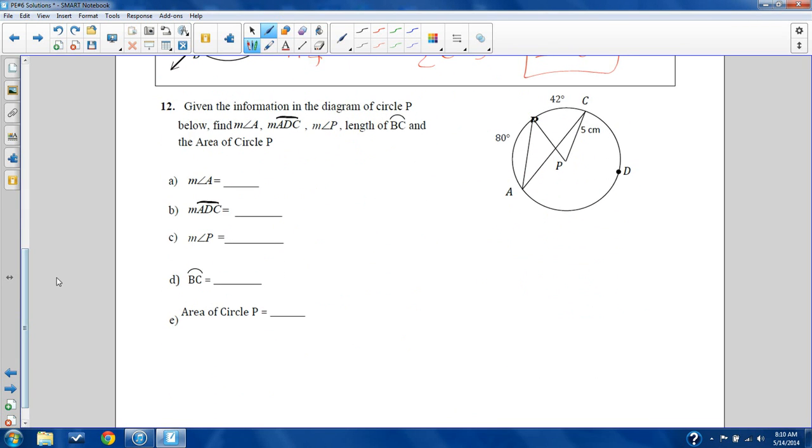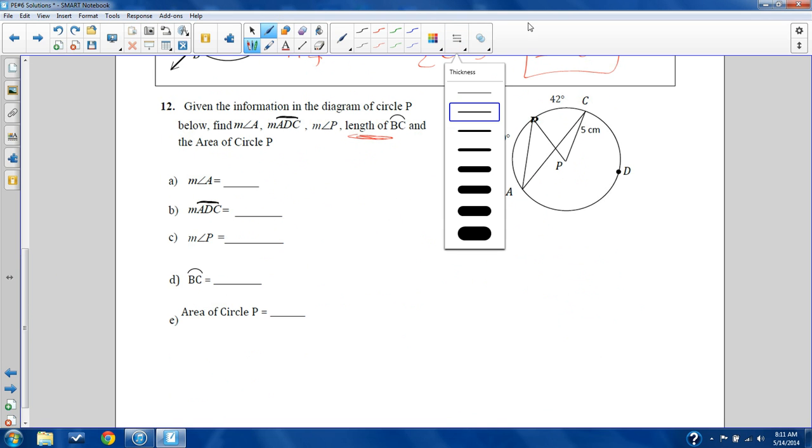Number 12. Given the information in the diagram of circle P below, find the measure of angle A, measure of arc ADC, measure of angle P, the length of arc BC. They tell you that right there. Okay. And then the area of circle P. Okay, let's go and get this ball rolling.